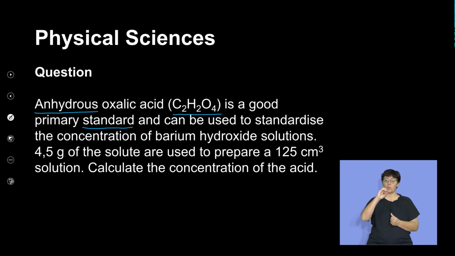And it can be used to standardize the concentration of barium hydroxide. So at the end of the day, barium hydroxide is a base, while oxalic acid, as the name suggests, is an acid. We're given 4.5 grams of the solute, used to prepare a 125 cubic centimeter solution. The solute are granules that will dissolve completely in water in that given volume. So the question says, calculate the concentration of the acid.